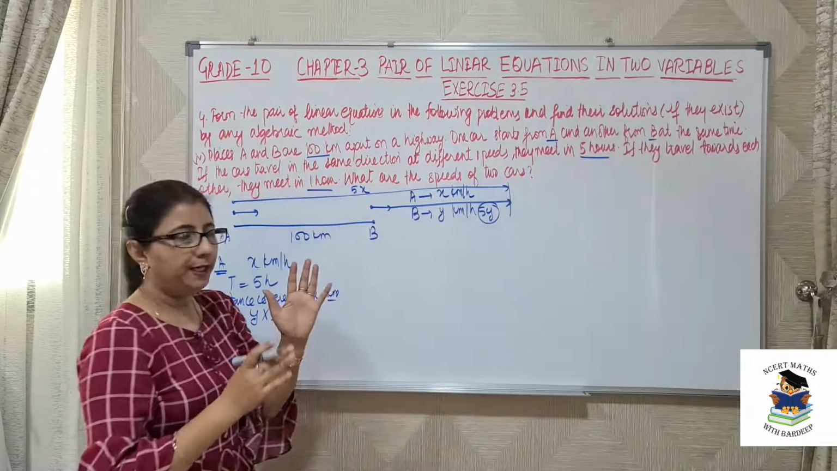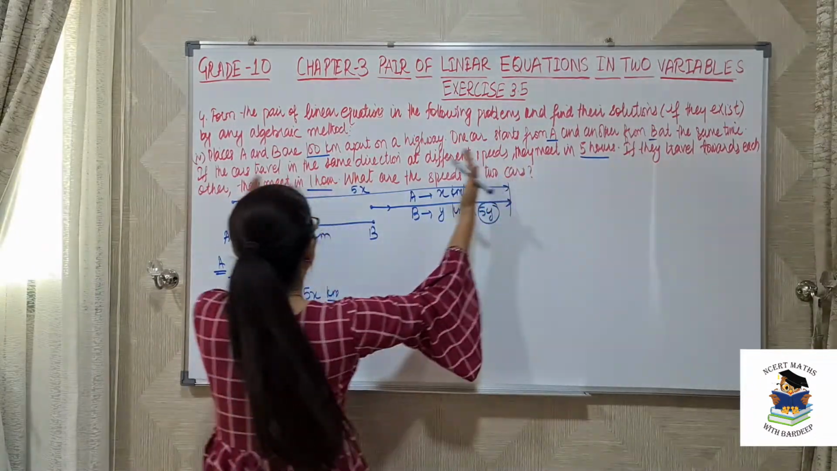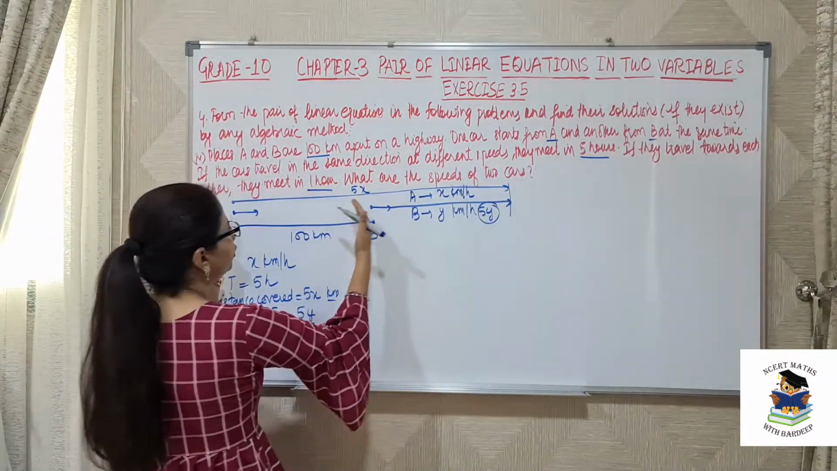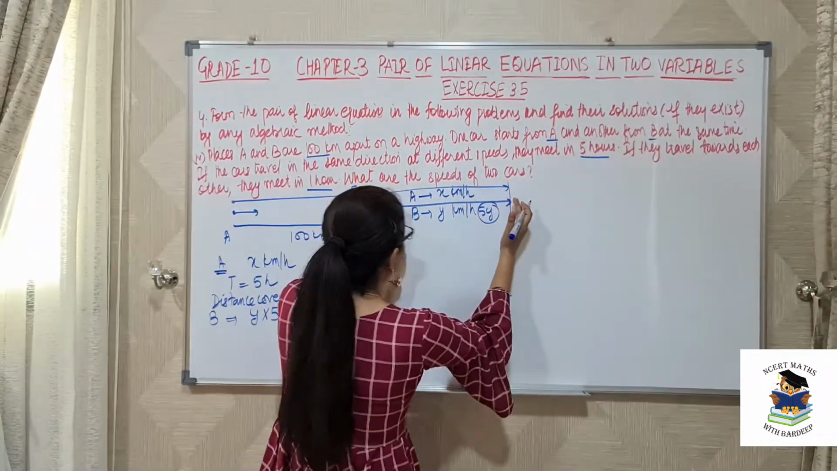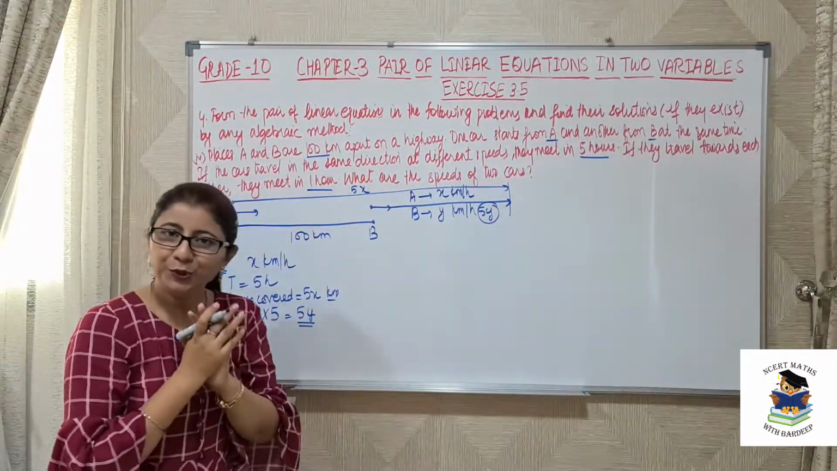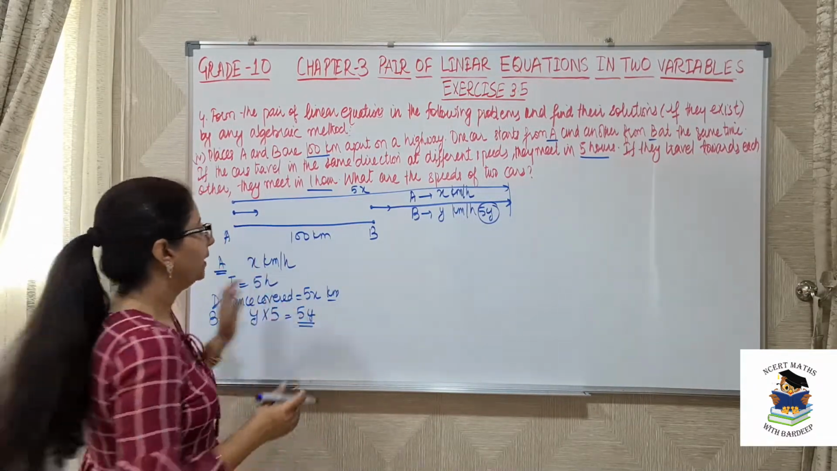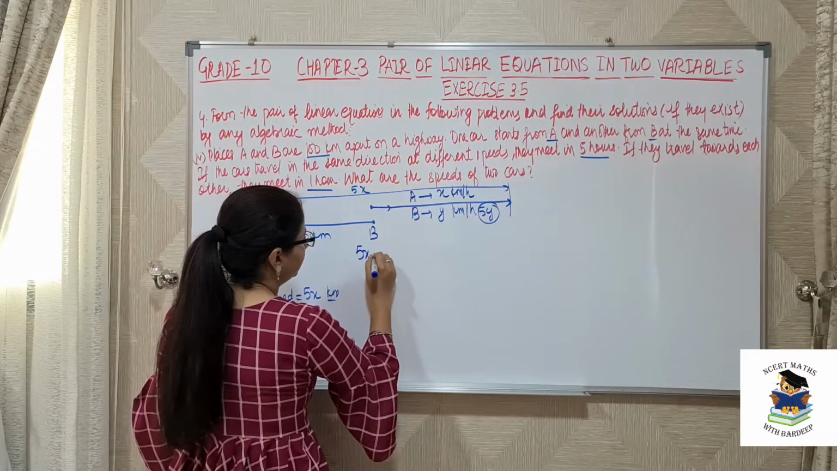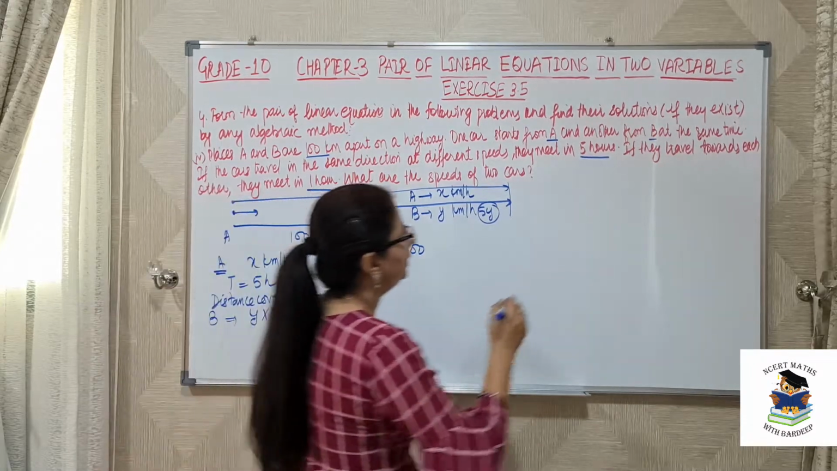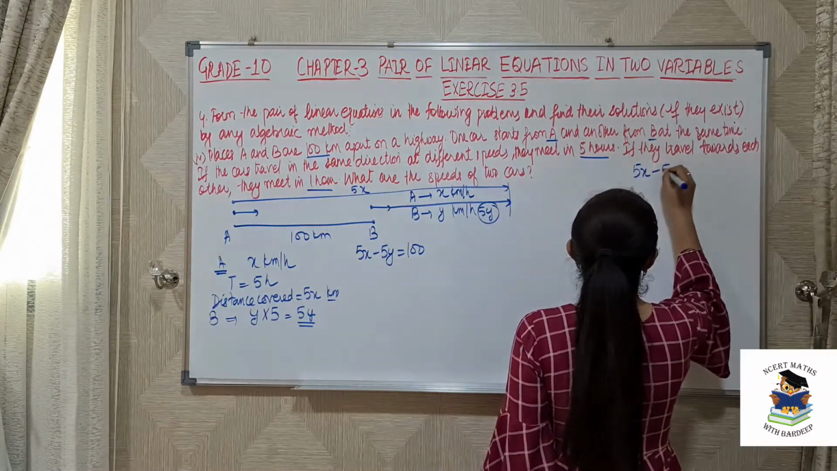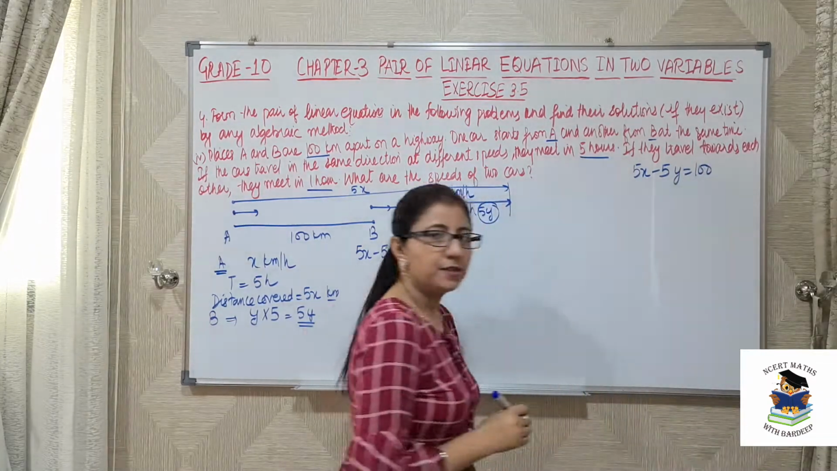So now how to relate? You can see that this total is 5x and this is 5y. So the difference is how much? 100. That means 5x minus 5y should be equal to 100. So this will be my first equation, that is 5x minus 5y equals 100. So let's write this equation here because I have to erase this. So this is my first equation.